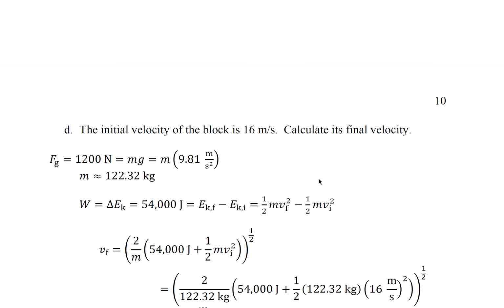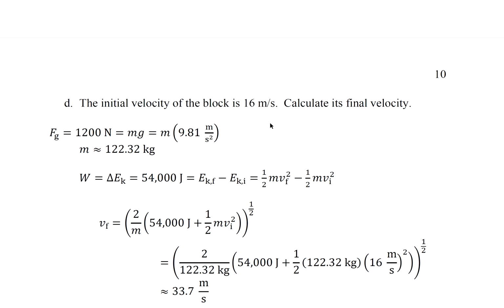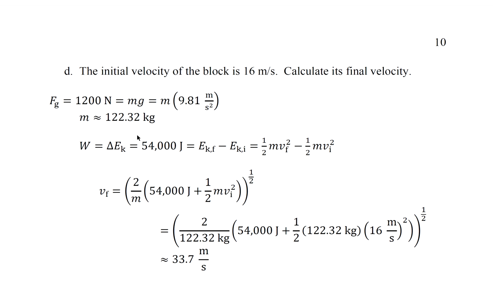Part D, the initial velocity of the block is 16 meters per second. Calculate its final velocity. So work is equal to the change in kinetic energy. So solve for V final. So we've already solved for the mass here and plug in all the values.